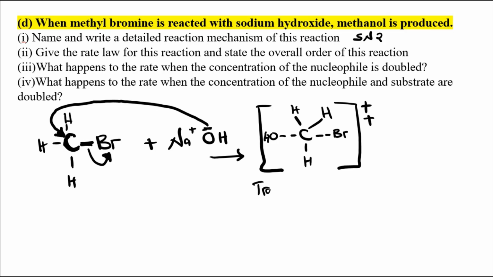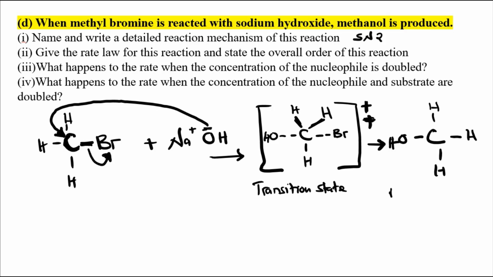So this is the transition state because it carries marks in your tests and in your exams. Okay, so we put two positive pluses here because it has a high energy state. It is a high energy state. Why? Because carbon temporarily has got 5 bonds. Okay, so the product that is going to form is this one here. So the OH is replacing the bromide. So this is the product that is formed.